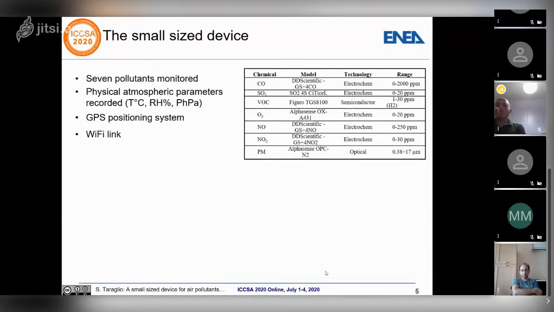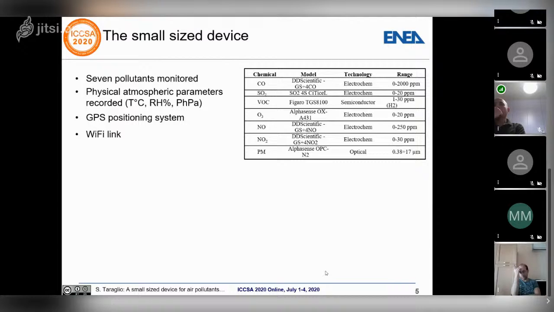So, if a vehicle which transit on the smart road is able to collect data, for instance, related to pollutants or to other physical atmospheric parameters, then it can transfer this information to the smart city platform. In particular, the device tested in this work is able to collect the 7 pollutants listed in the table that you can see in the right part of this slide.